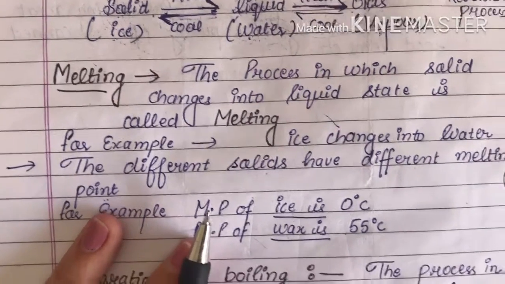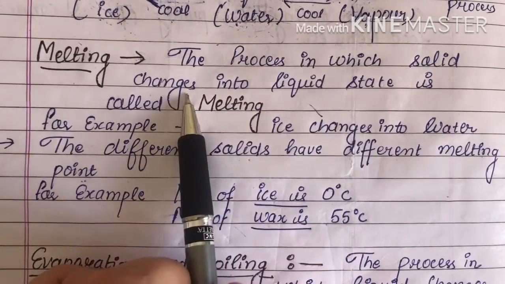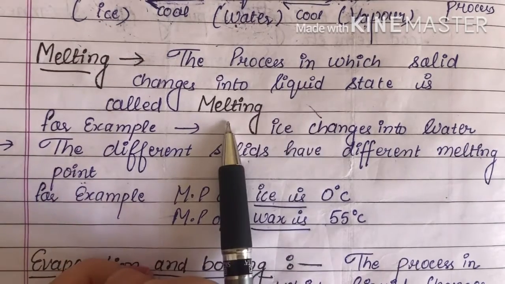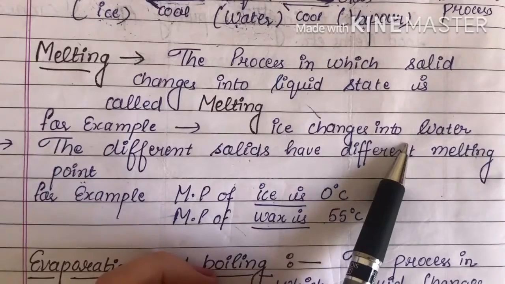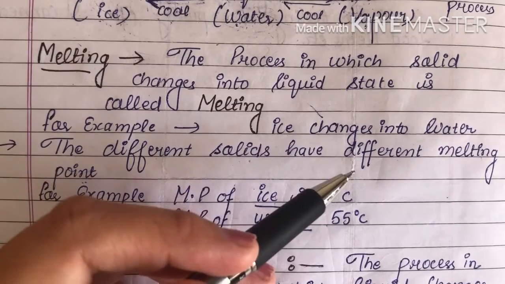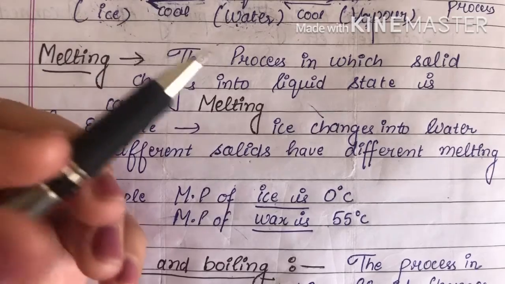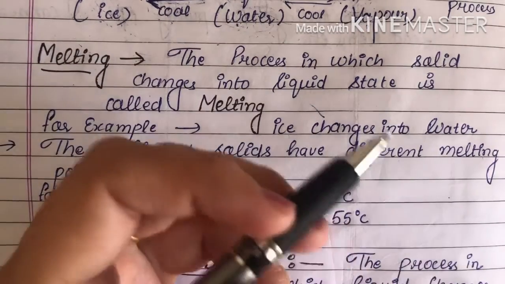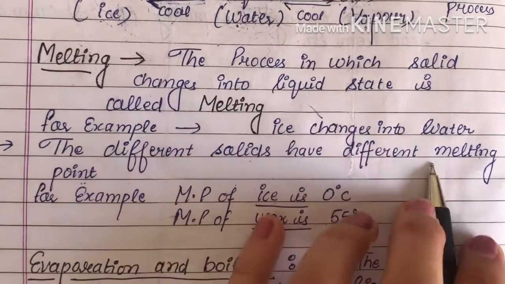Firstly, we will study melting. The process in which a solid changes into the liquid state is called melting. For example, ice changes into water. When we put ice outside the refrigerator, after some time it changes into liquid because of the heat of the surroundings in which the ice is kept. Due to this, the ice changes into water.